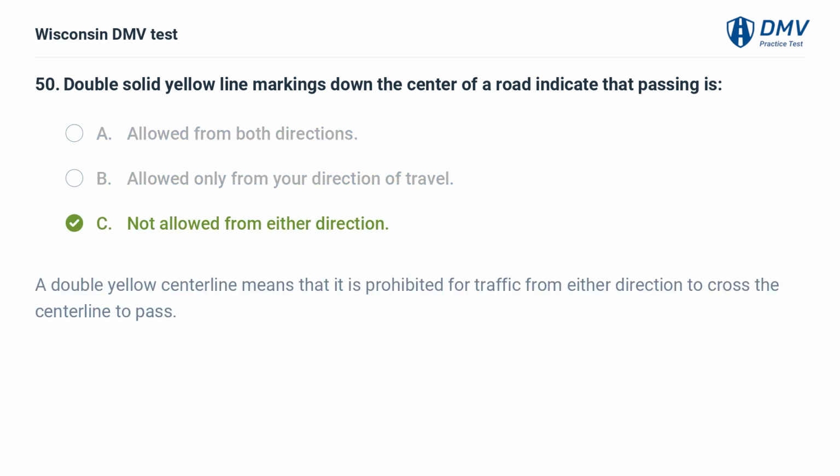C. Not allowed from either direction. A double yellow centerline means that it is prohibited for traffic from either direction to cross the centerline to pass.